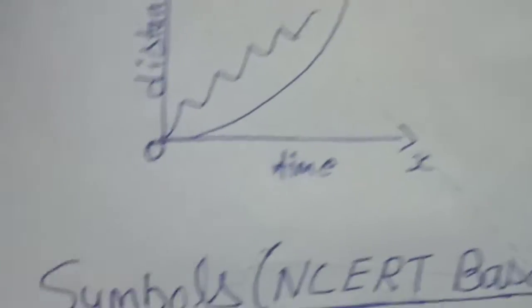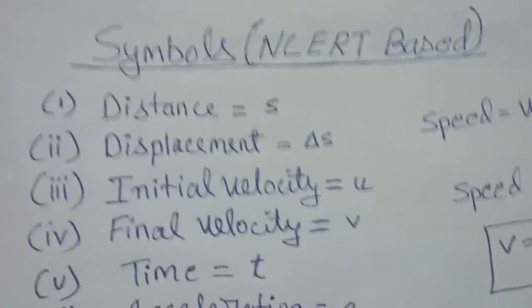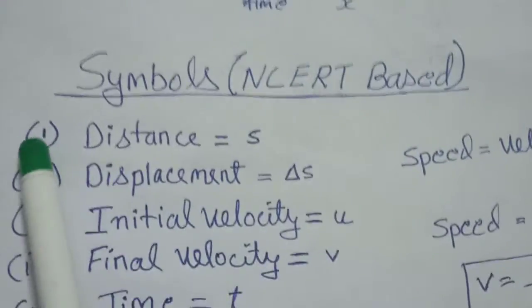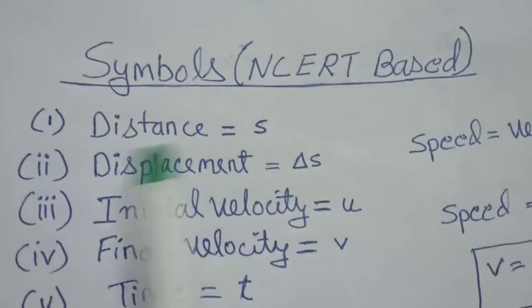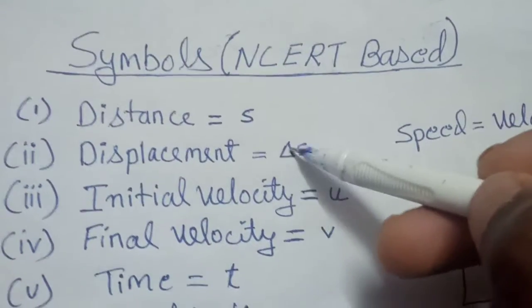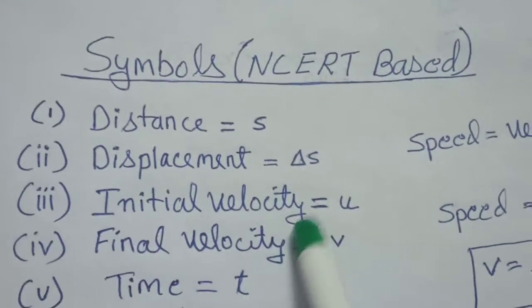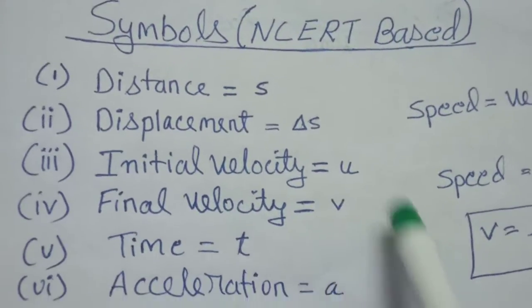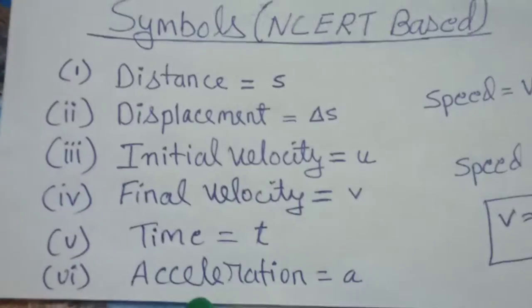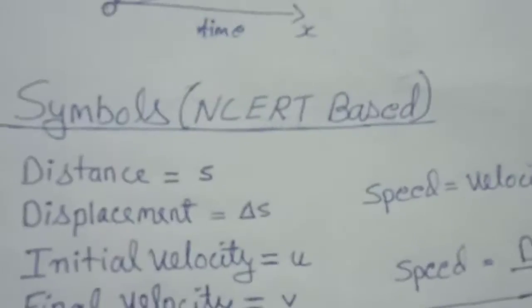Here are some basic symbols which are very important to understand. These symbols are NCERT based. The topics which I am covering are all NCERT based. See, the symbol for distance is small s. The symbol for displacement is delta s. This triangle is known as delta, small delta. So delta s. Initial velocity is small u, final velocity is small v, time is small t, acceleration is small a. So all are small. These symbols are very important for solving numerical problems.